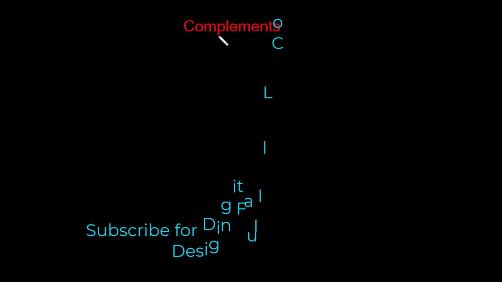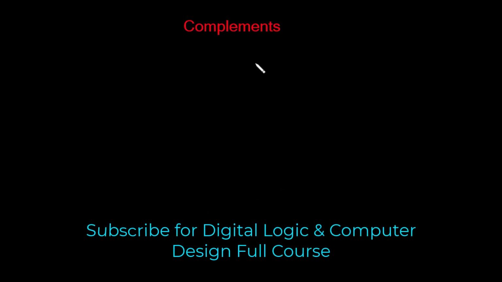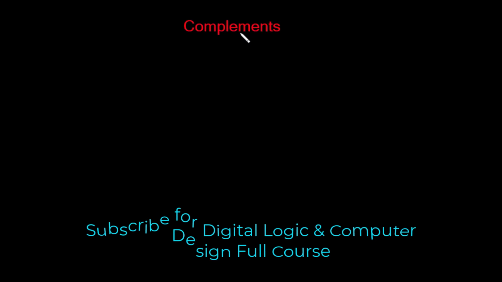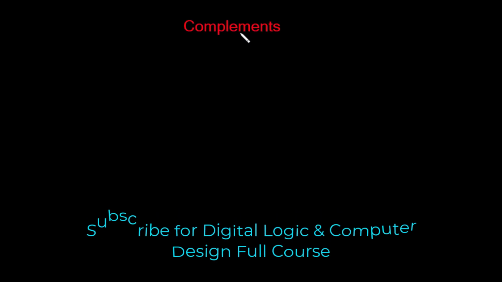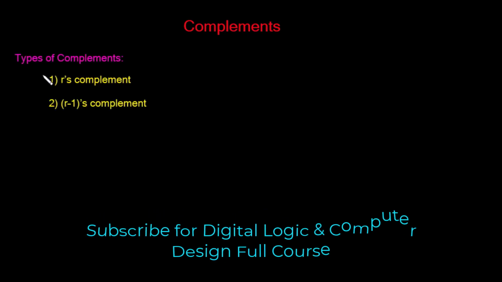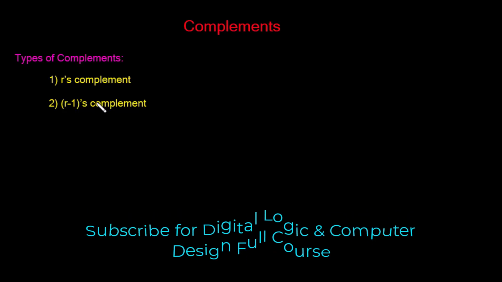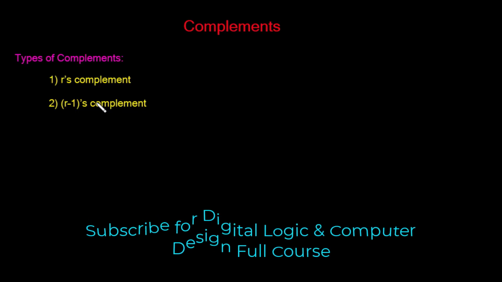Computers don't like doing subtraction directly. Instead, they use a small trick called complements to turn subtraction into addition, which is much easier for them because of their hardware alignment. There are two main types of complement: R's complement and (R-1)'s complement. The name depends on the number system.